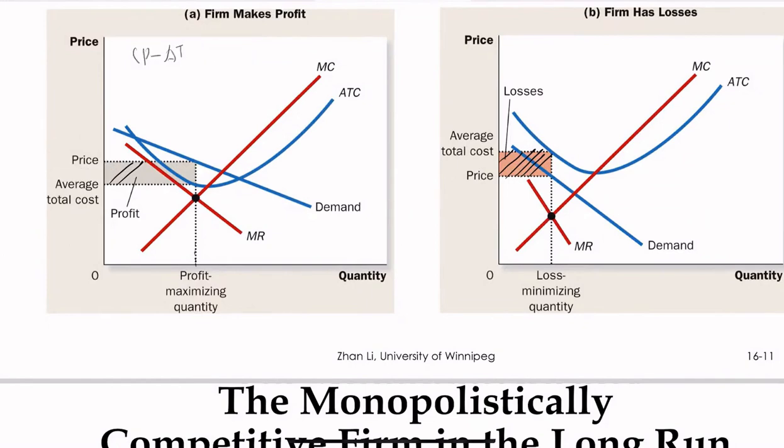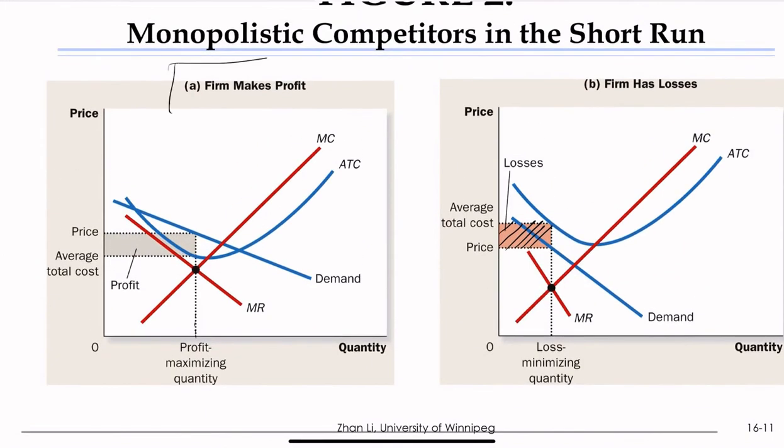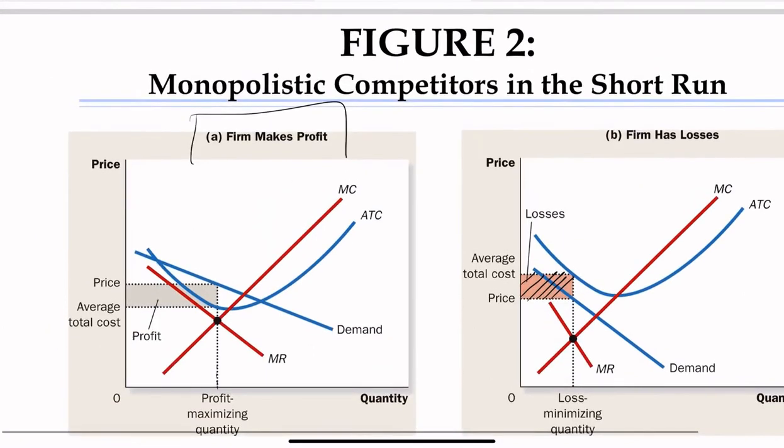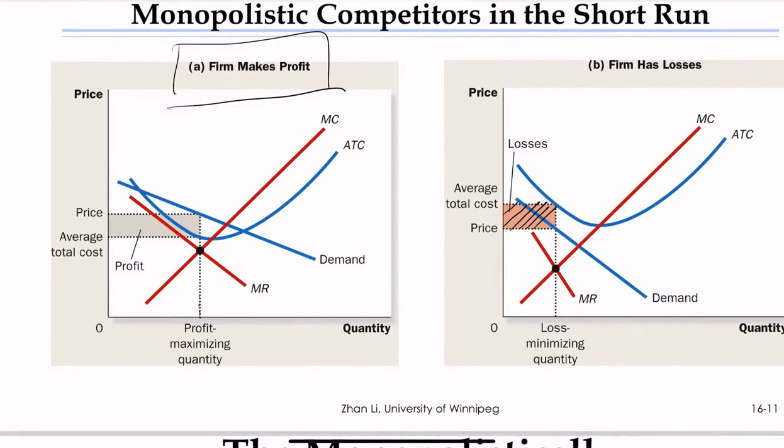So if a firm is making some profit, in this case, you can see that other firms will want to enter this market. And these firms will provide a similar product. This product has some uniqueness, but it will still be similar. So this will push down this firm's profit. And in the end, firms will just make zero profit.